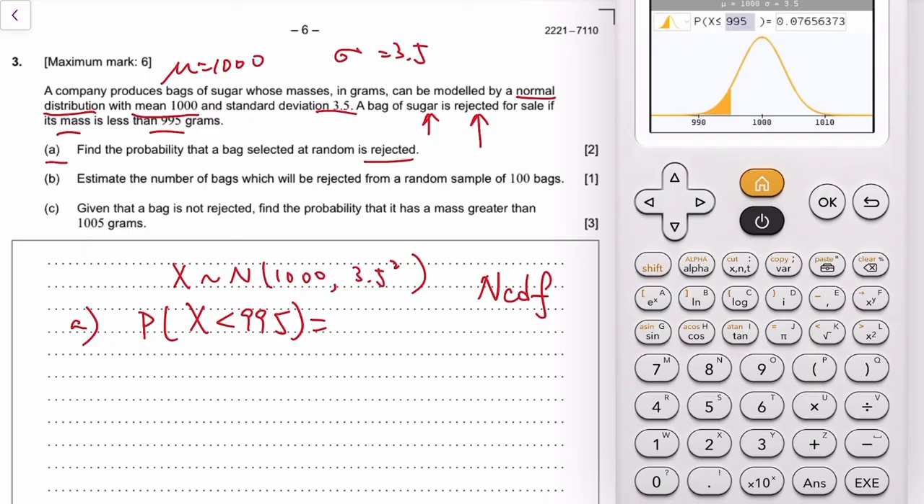995. In case you wonder, for continuous distribution, with or without equal is the same. Let's write more than 3 sig fig.